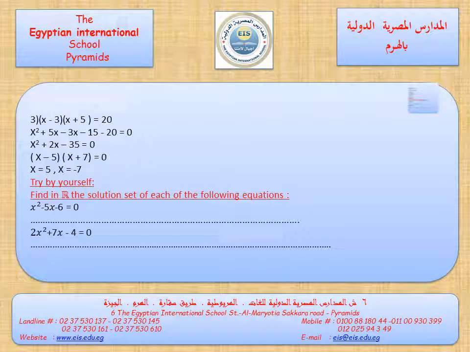And we take 20 from the right side with the opposite sign. It will be negative 20. So x power 2, 5x minus 3x will equal positive 2x, and negative 15 minus 20 equals negative 35. So it will be as the first example, x power 2 plus 2x minus 35 equals 0. It's an easy trinomial that we can factorize into x.